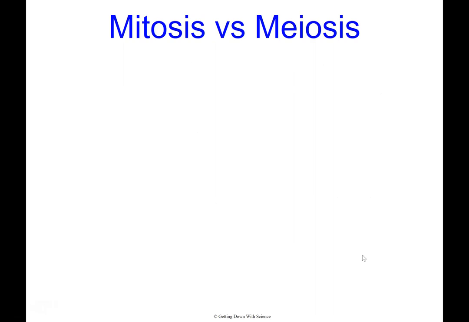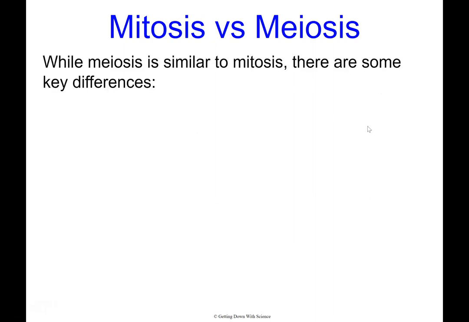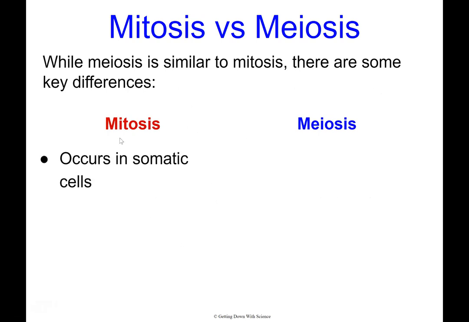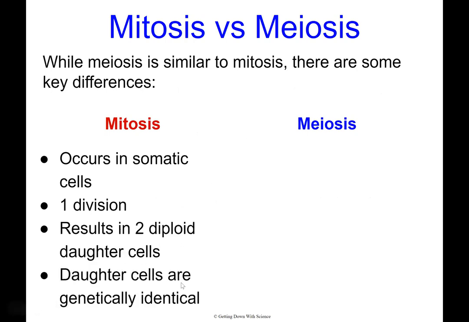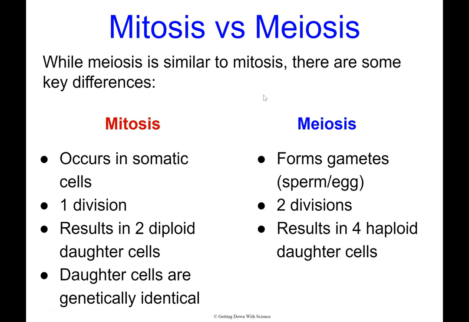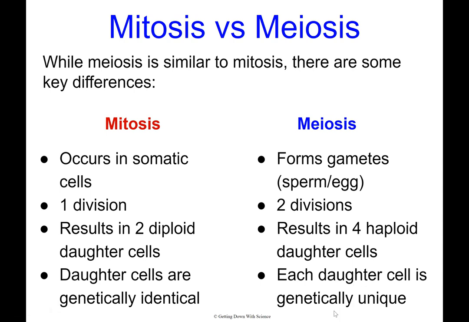So what's the difference between mitosis and meiosis? Meiosis is similar to mitosis, but there are some really key differences that make it work the way it does. Mitosis, of course, occurs in somatic cells, and there's only a single division, and we get 2 diploid daughter cells that are genetically identical. In meiosis, we're forming gametes or gametic cells, egg and sperm. We have 2 divisions, and we get 4 haploid daughter cells, each genetically unique. So they're all different.